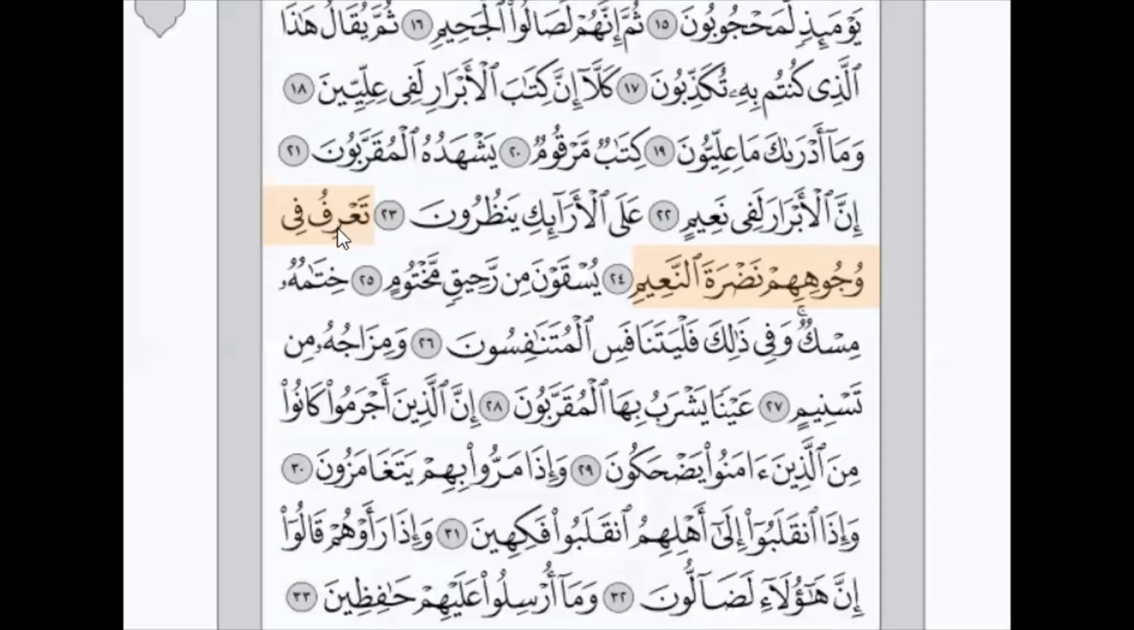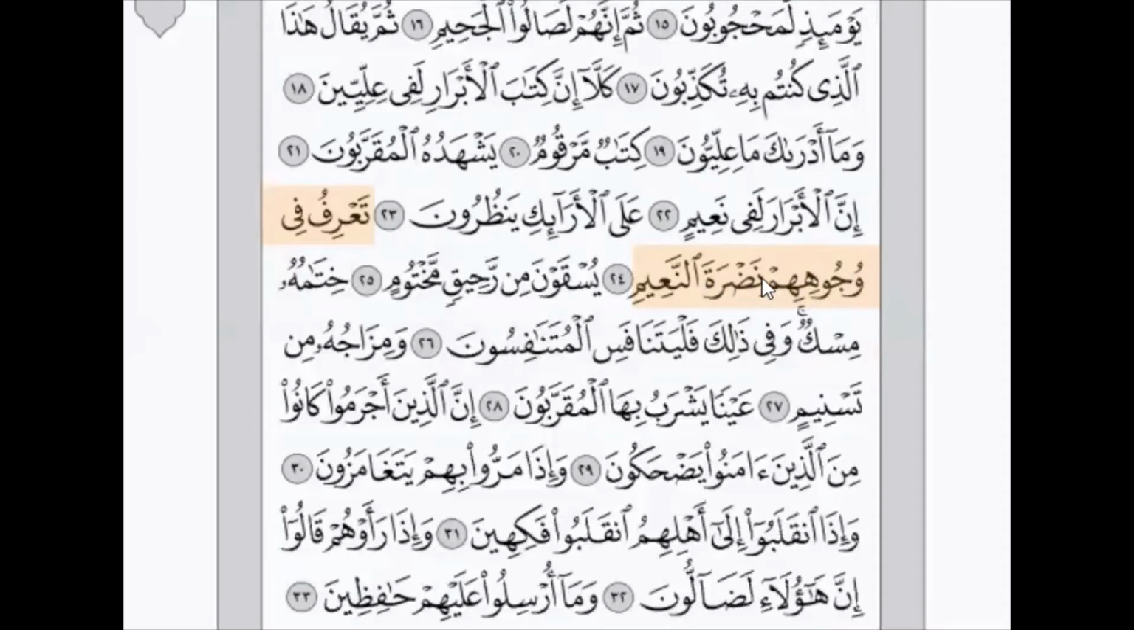An-na'im. Ra has a kasra here, it is light. Ya here is a natural mud, extended for 2 counts. Waw here is a natural mud, extended for 2 counts. You have 2 ha's here, so be careful when you pronounce them. Wujuhihim, both ha's have kasras. Be careful when you pronounce them. The meem with sukun here is followed by a nun. The meem needs to be made clear. Wujuhihim nadrata. Make the meem clear.